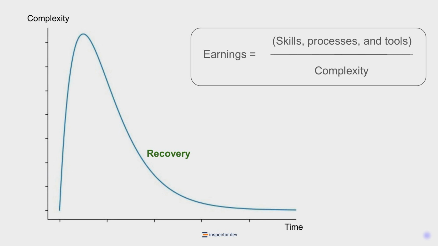To ensure that the increase in complexity is only short or medium term, mostly related to the early stage of the project, you should invest in skills, processes, and tools. Everything revolves around the relationship between these three factors and complexity. Complexity is in the denominator. So if you increase complexity in terms of more projects or more clients, it doesn't automatically mean you'll earn more. If you don't readjust skills, processes, and tools to manage that complexity, this curve will never go back down.